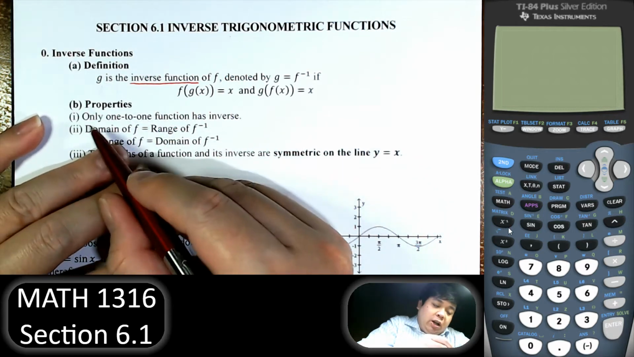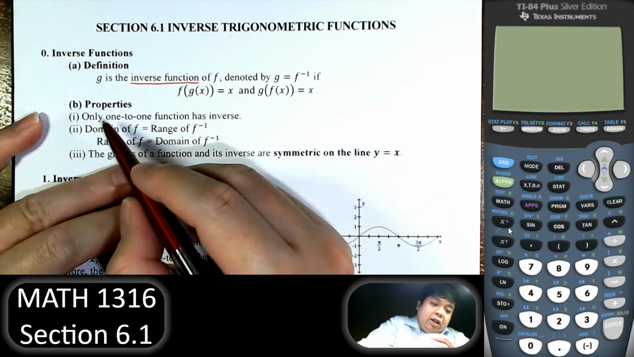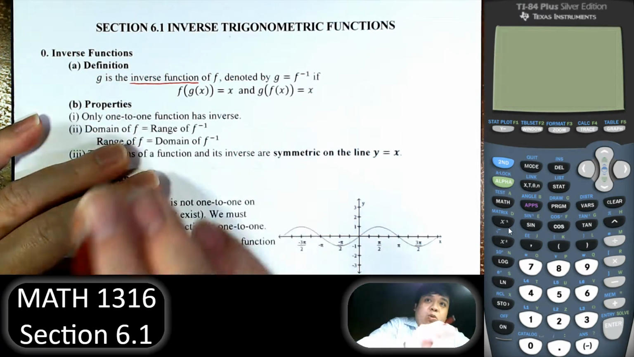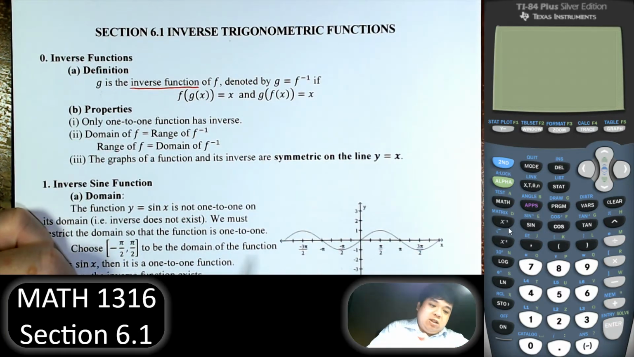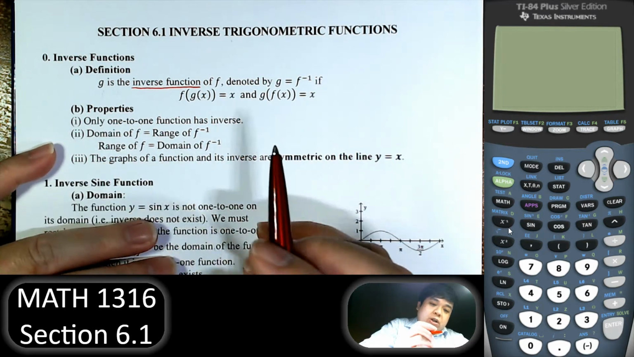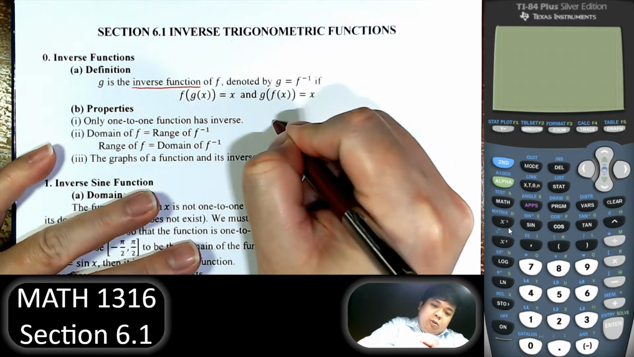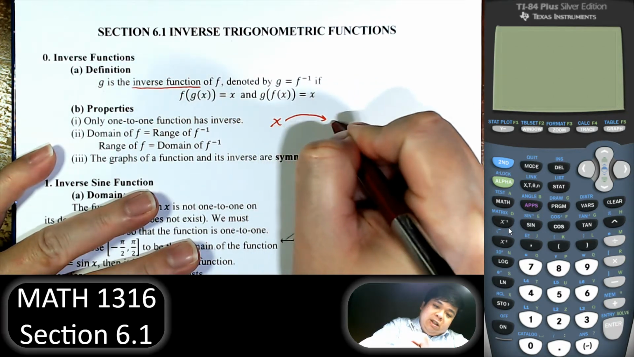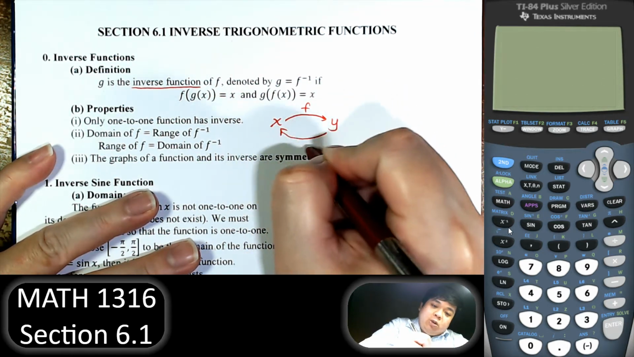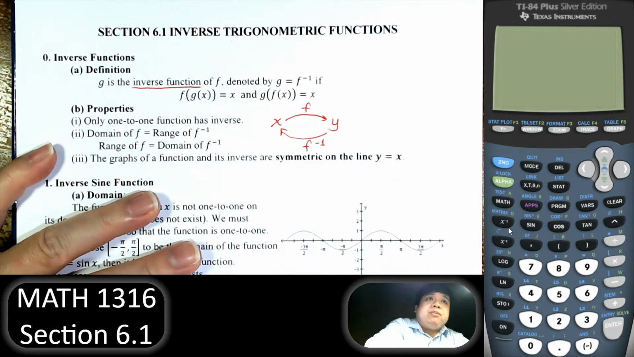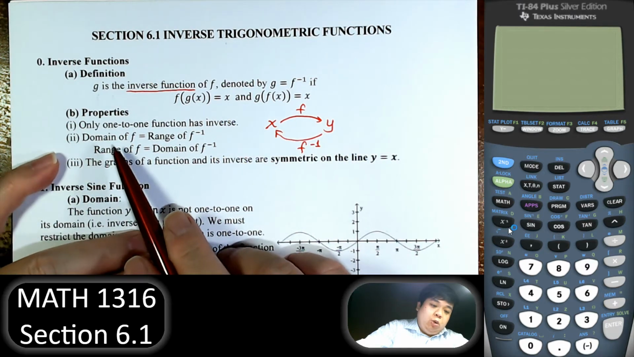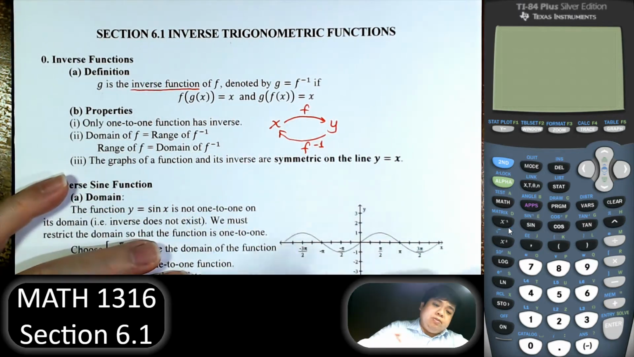Properties of inverse function. An inverse function requires that the function has to be 1 to 1. That means 1 x gives us 1 y, and 1 y gives back 1 x. So the domain and the range of the function and the inverse interchange. If y is a function of x, then y goes back to x as the f inverse. Because of that, the domain of the function is the range of the inverse, and we interchange those.